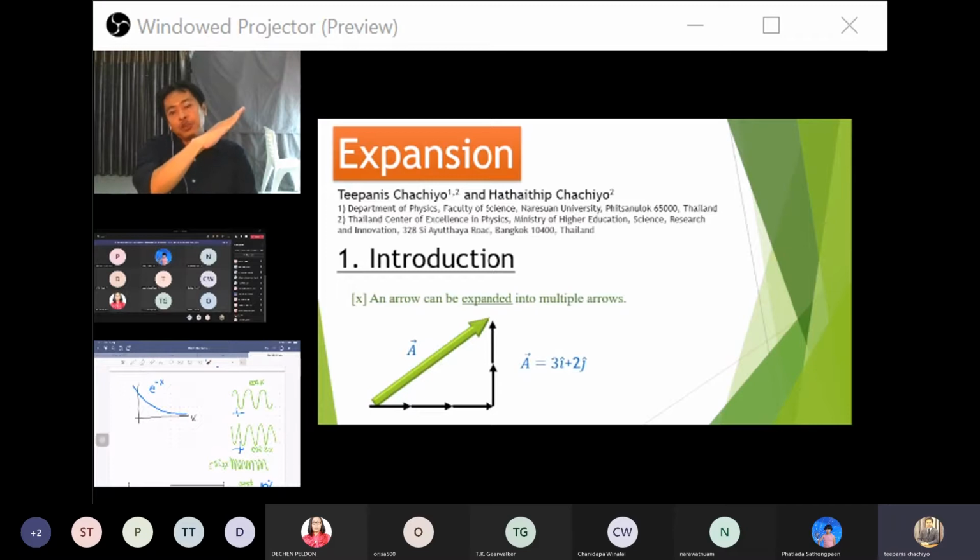But usually, to prevent any confusion, we would put the prime or the dash next to the letter. Say A is 3 i prime and 2 j prime, like so. As long as you have the same number of dimensions or the dimension is higher, you can always expand into any other choice of the x and the y axis. It does not matter.